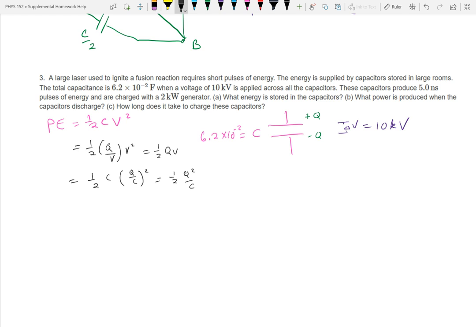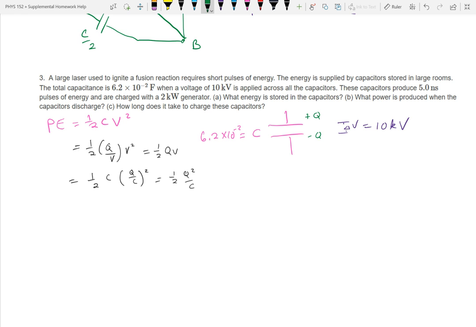Those are the 3 ways that you can write it. Okay. So which one of those three is the one that's going to work for us? We're given C and V. So just the first one?